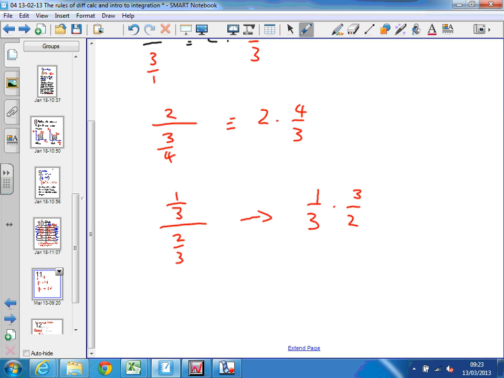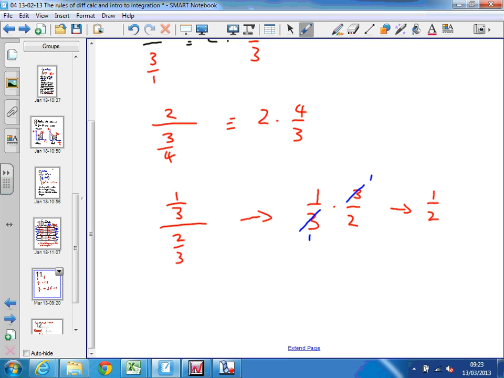And then we look at this and we can see that actually we can cancel. 3 goes into 3 once, top and bottom, so this actually becomes a half. Okay? 1/3 divided by 2/3 is a half.